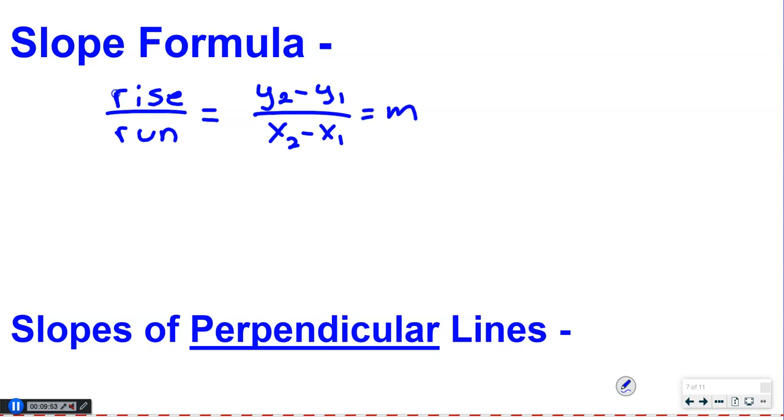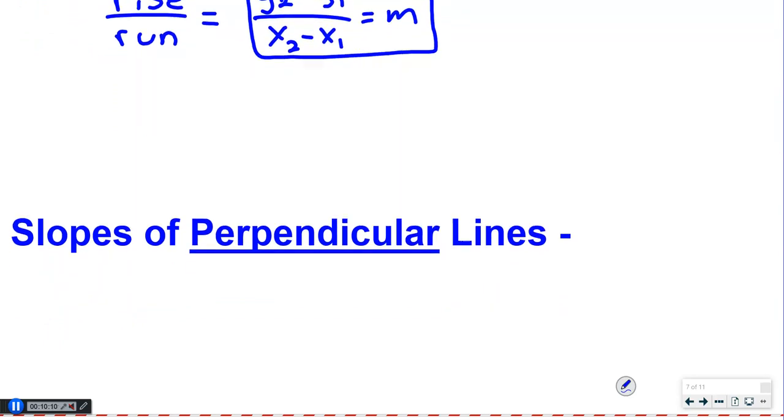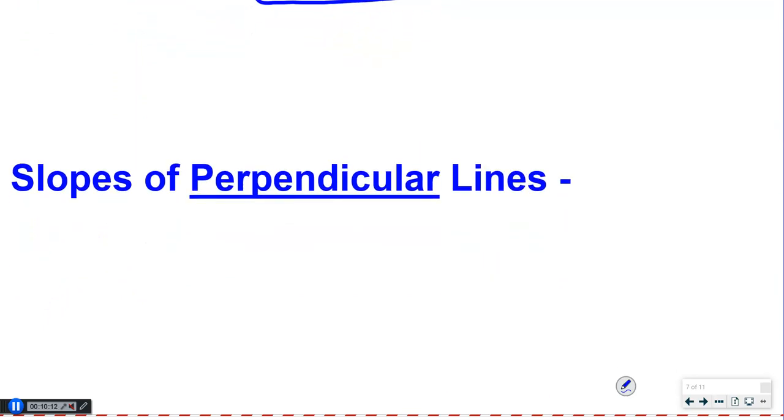And so our slope formula is m equals y2 minus y1 over x2 minus x1, m being the slope. And just remember, slope is rise over run. Slopes of perpendicular lines have opposite reciprocal slopes.